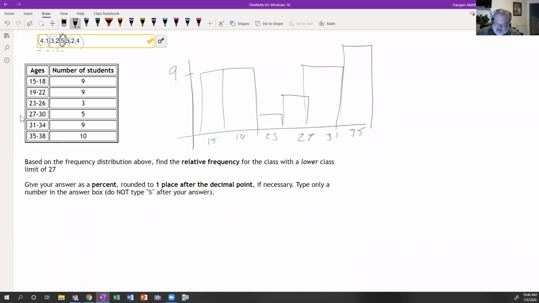This should not have only one number on my histogram, but that's okay. This table and that histogram are essentially trying to tell us the same thing. Fair? So if you prefer looking at a histogram, you can make one. If you have a histogram and you prefer looking at a frequency table, you can turn it back. So based on this distribution above, find the relative frequency for the class with the lower limit of 27. So that's this class that has the lower limit of 27.